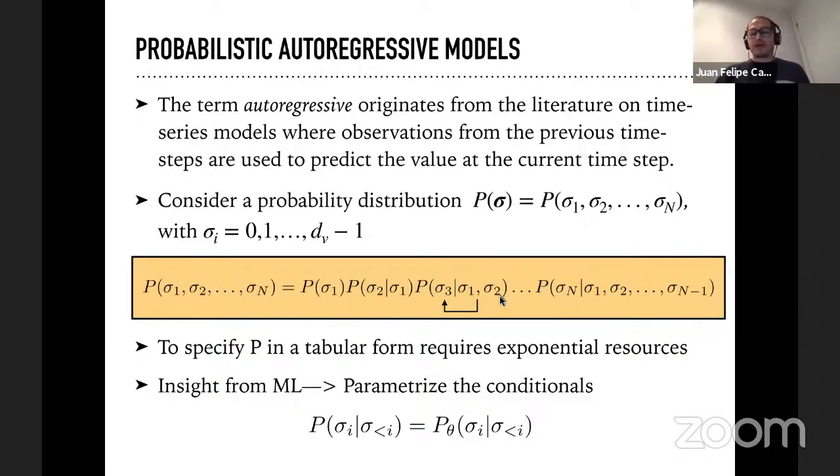I'd like to highlight a couple of things. To specify P in tabular form, either directly on the joint or the conditionals, requires exponential resources. And the insight from the machine learning community is that we can instead parametrize the conditionals to reduce this exponential intractability. So you introduce a model P theta for each of these conditionals, for instance.